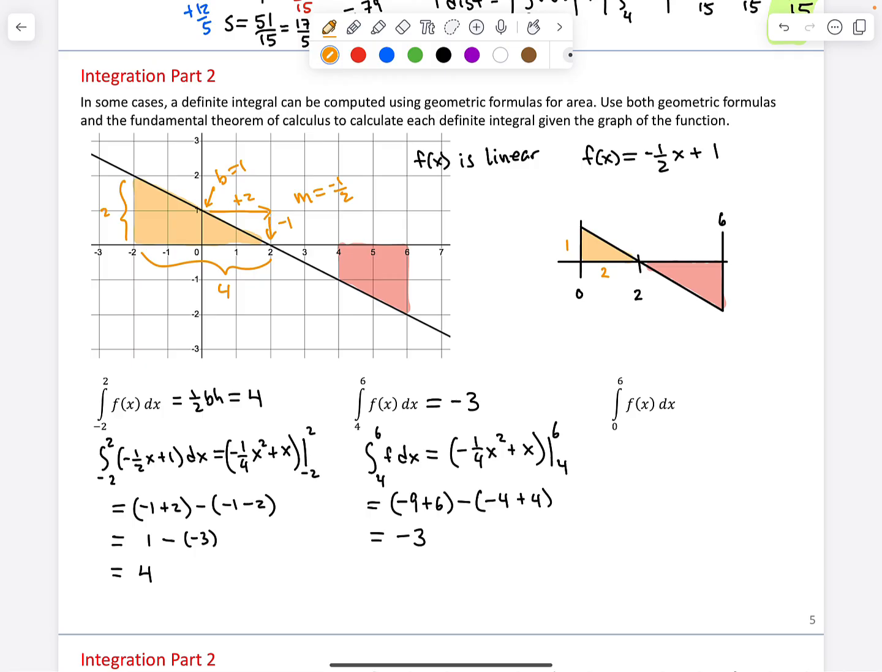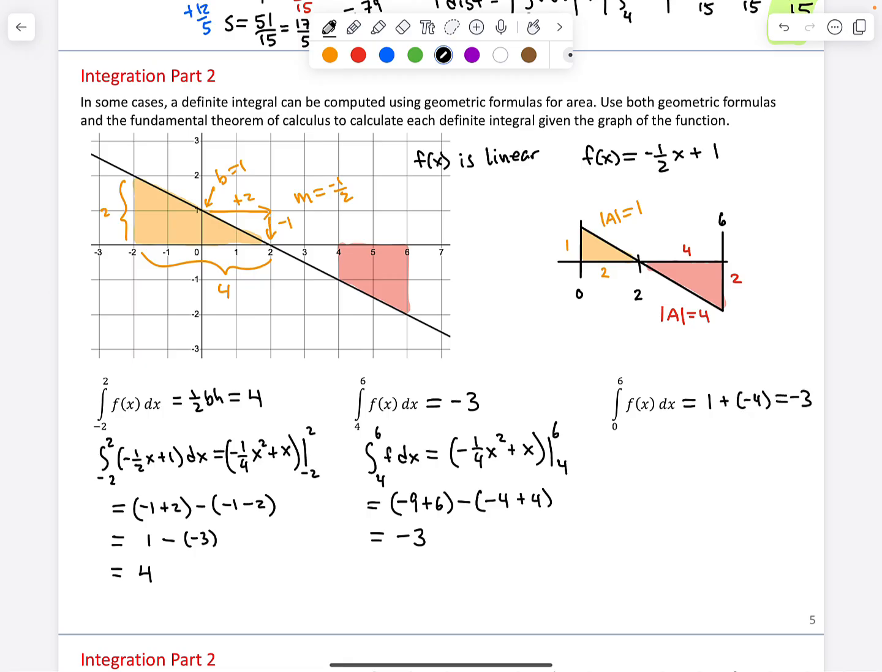Orange triangle is 2 by 1. So the magnitude of the area here is 1/2 base times height. So we get an area of 1. The red triangle is 4 by 2. We use half base times height, and we get a magnitude of 4 for that area. So when I do this integral, I expect a positive 1 to be combined with a -4, and I expect -3 again.